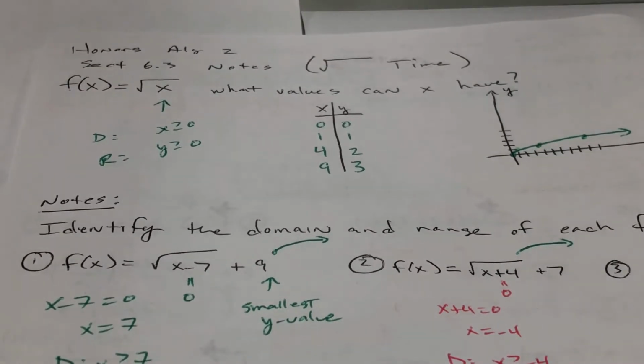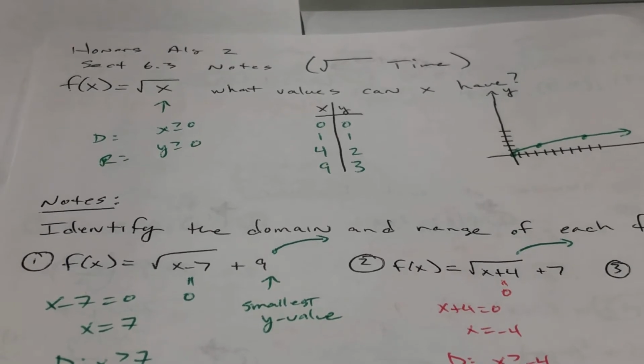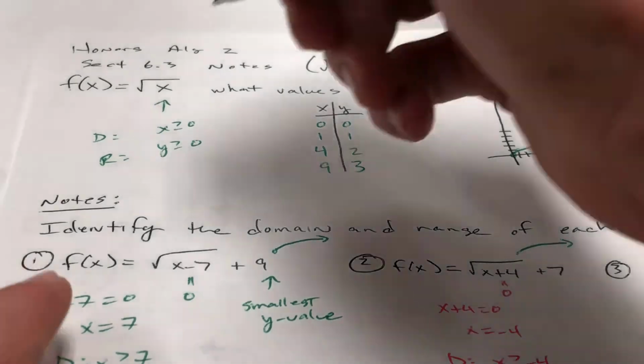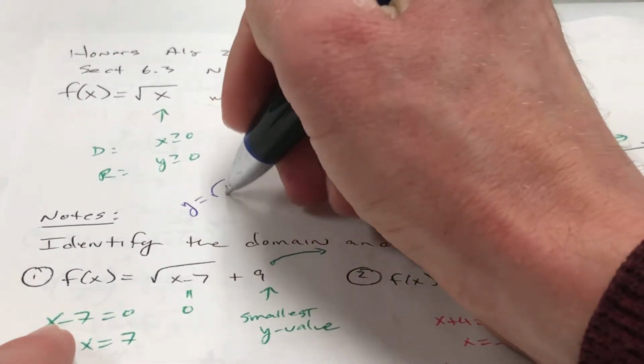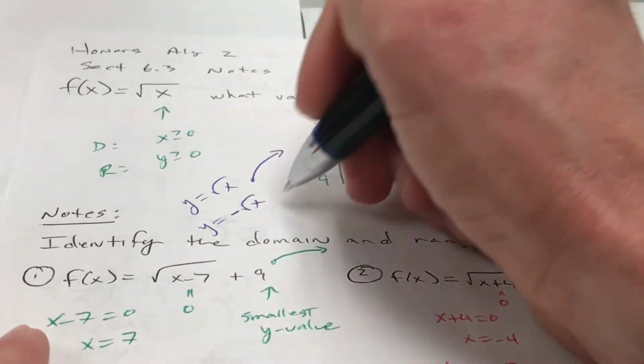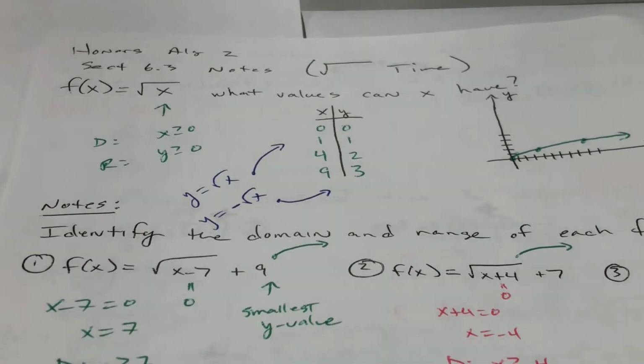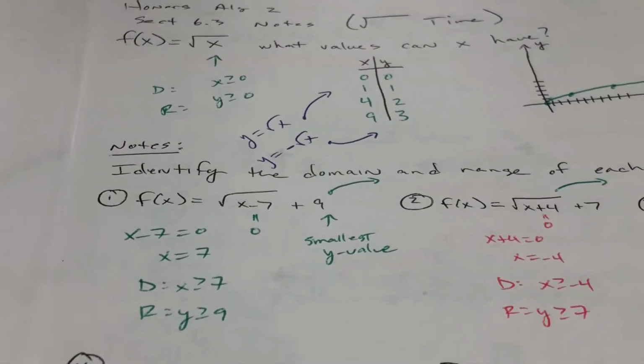I can have any value of x that's 0 or more, and the smallest y value I'll get is also 0. So the domain is x greater than or equal to 0, and the range is y greater than or equal to 0. When I have y equals the square root of x, the graph will go something like this. And when I have y equals the opposite of the square root of x, the graph will go something like this. So identify the domain and range of each function.